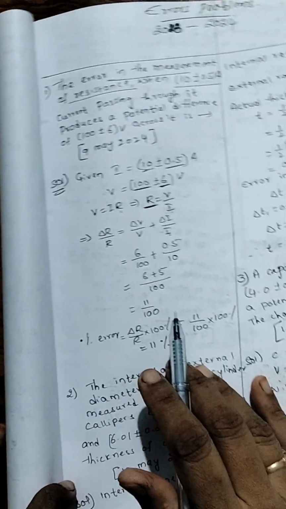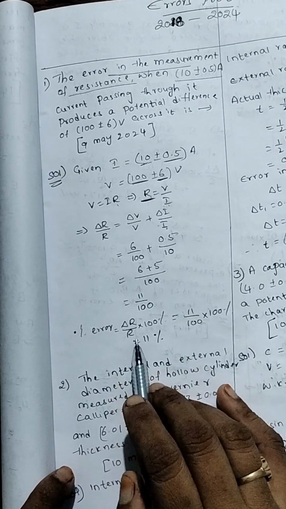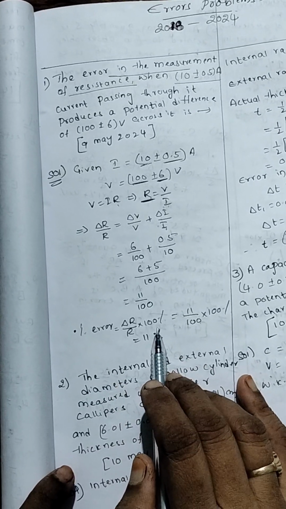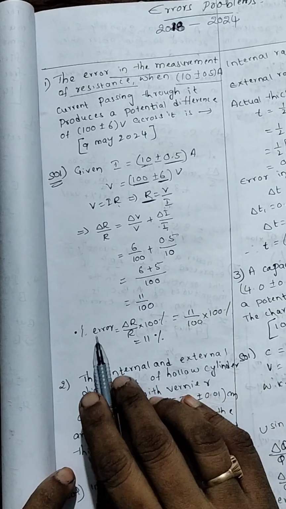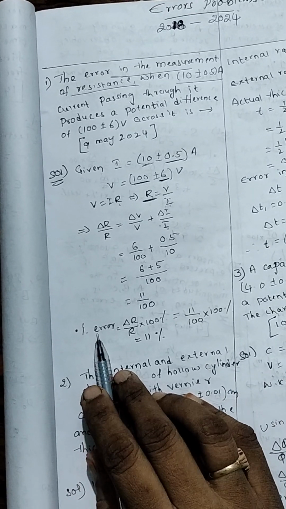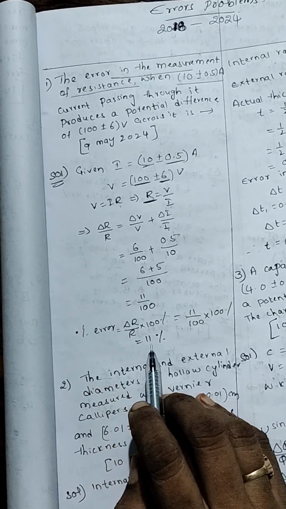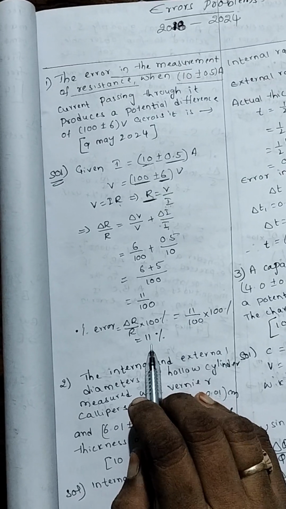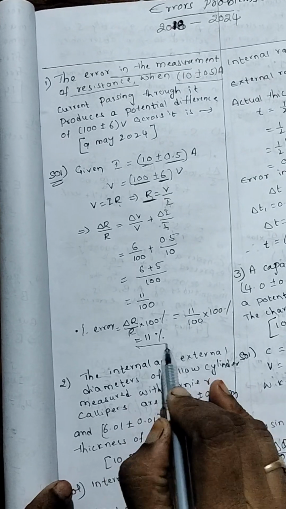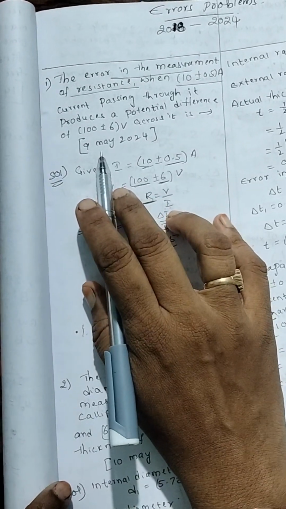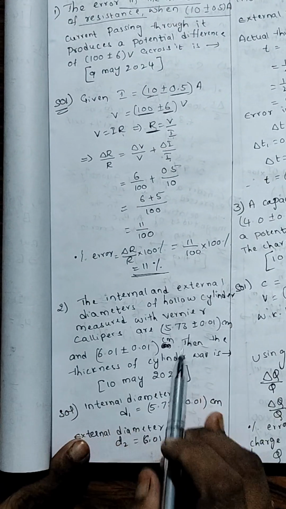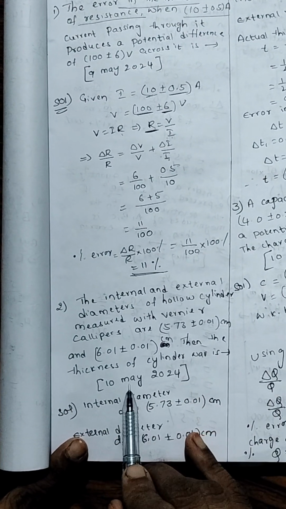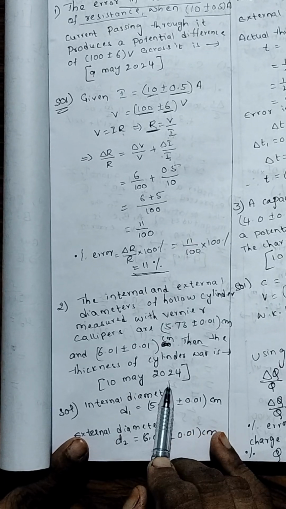Now we have to find the percentage error. So delta R by R into 100 percentage is equal to 11 by 100 into 100 percentage. So percentage error present in the measurement of resistance is 11 percentage. Right? This question is asked in 2024 May 9th. Now next let us move to the question asked on May 10th 2024.